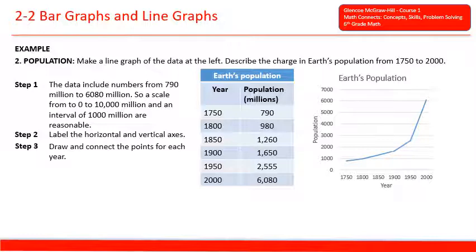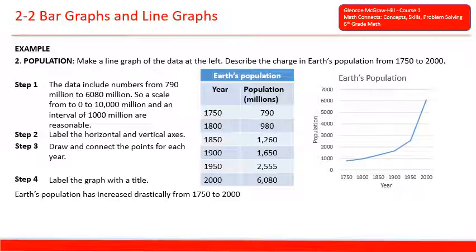And step 3, draw and connect the points for each year. So we would put the points on the graph, and then we would draw the line. And then step 4, label the graph with the title. So we're going to call it Earth's population. Earth's population has increased drastically from 1750 to 2000.